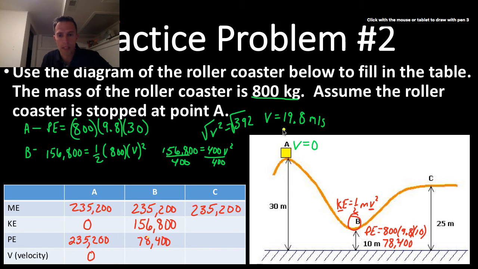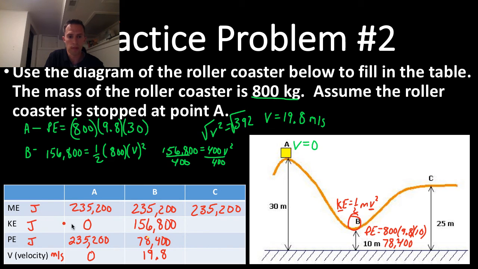And so let's put that in our table. So that'll be 19.8. And of course, velocity is given in meters per second, and all of these are going to be given in joules. Okay. So 19.8 is how fast it would be going at point B. Now we've just got C left and then we're finished. It's going to go back up this hill, so it's going to use a little bit of its speed to get a little bit more height.